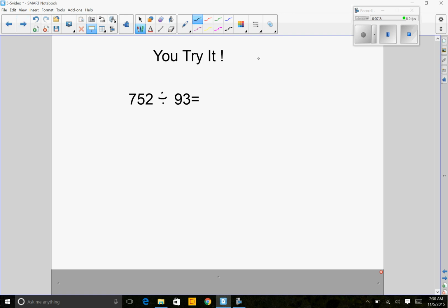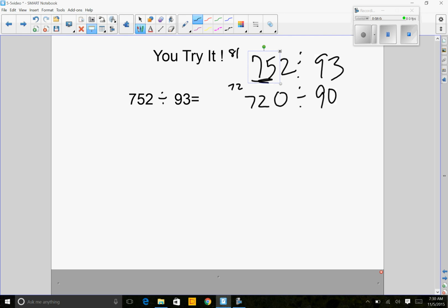Okay, so we're going to start by estimating. Sorry, I blanked on what that was called. And so we're going to round our 93 to 90. And we're going to look at the 75. And I've been rounding up, but I'm going to round this one down because it's a little bit closer, right? My two choices would either be 72 or 81. 72 is closer. So I'm going to round that to 720.